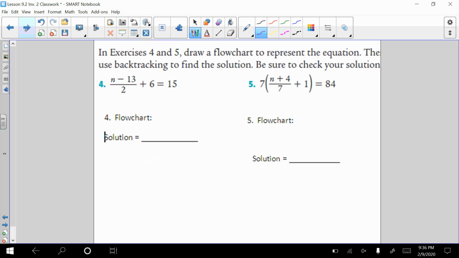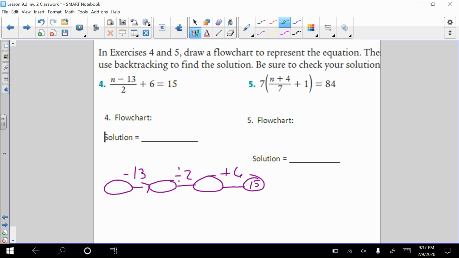Now, in exercises 4 and 5 below, we're going to draw flowcharts to represent these equations. We're going to solve them, and then we're going to check them. So, in 4, the first thing we have is the variable n. The first thing I do to it is subtract 13. Then, what do I do next? I divide all of that by 2. Then, I add 6 to get to the answer 15.